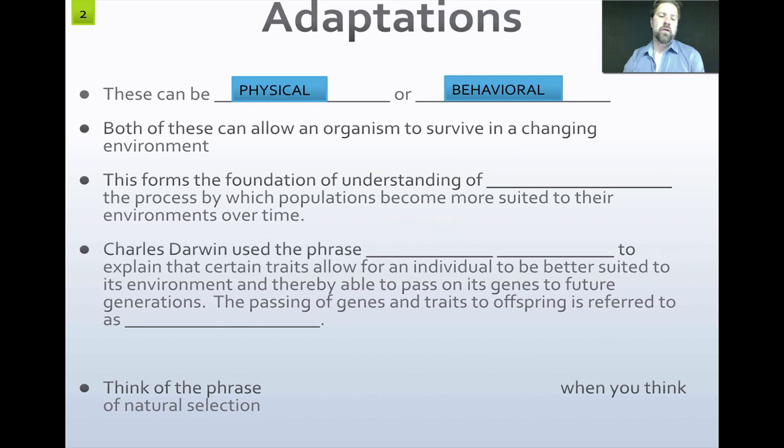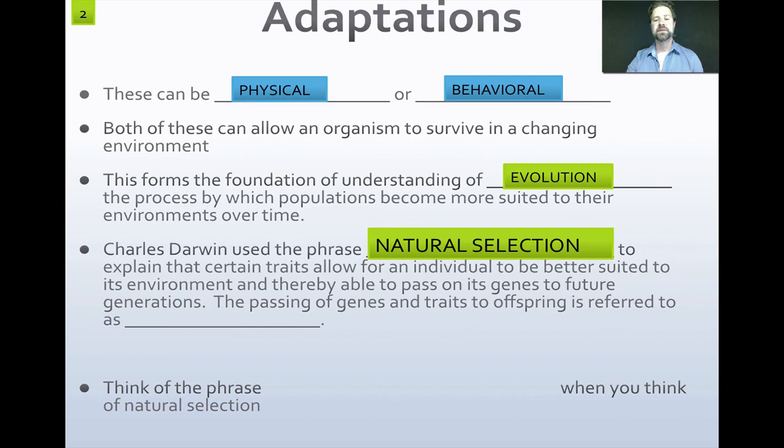This forms the foundation of the understanding of evolution, the process by which populations become more suited to their environments over time. So, as environments change, animals also change as well. Populations will take on new traits that may or may not work towards their benefit. Charles Darwin used the phrase natural selection to explain that certain traits allow an individual to be better suited to its environment and thereby able to pass on its genes to future generations.